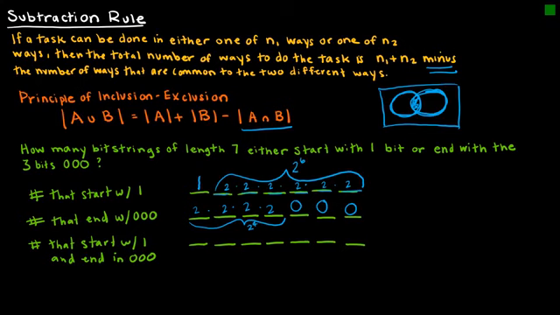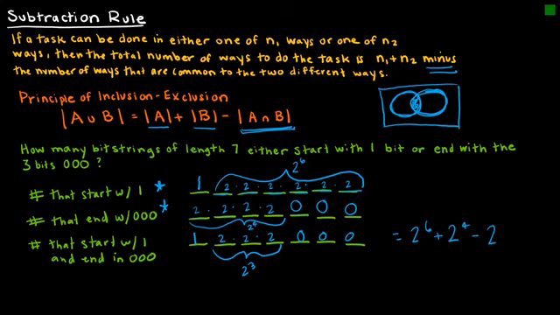So I've found this value, and I've already found this value, and now I need to find the overlap, the ones I counted both here and here. So now I'm going to set the first value as 1, the last three values as zeros, and these values can be anything I want them to be, so that's 2 times 2 times 2, or 2 to the third. So my solution would be 2 to the sixth plus 2 to the fourth minus 2 to the third.